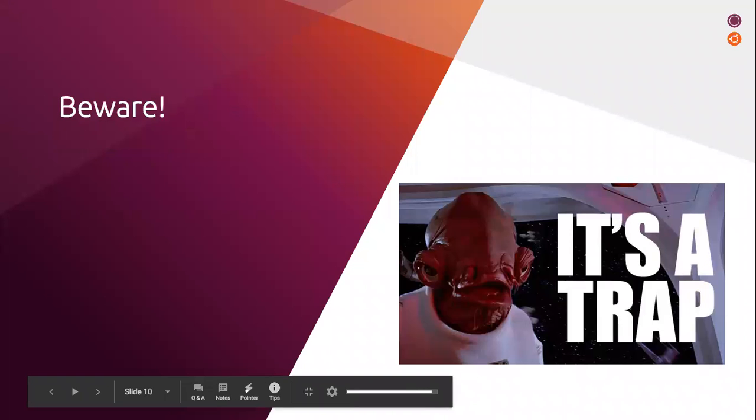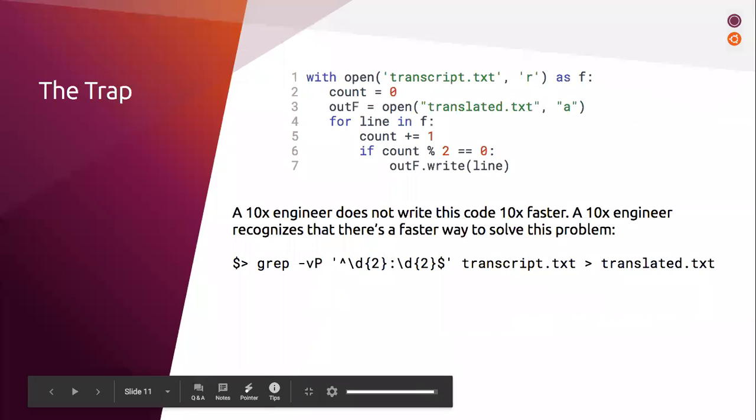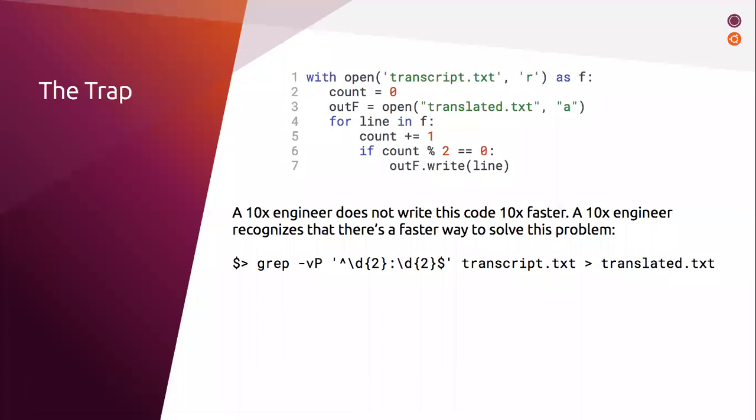But there's kind of a little bit of a trap in there that I think we all have to be aware of. And the trap is thinking that if my friend wrote this 7 lines of Python, to be a 10x engineer, I have to write this 7 lines of Python 10 times faster. But I think the trick that separates a lot of regular engineers from this mythical 10x engineer is that the 10x engineer recognizes when there's a faster way to solve the problem.